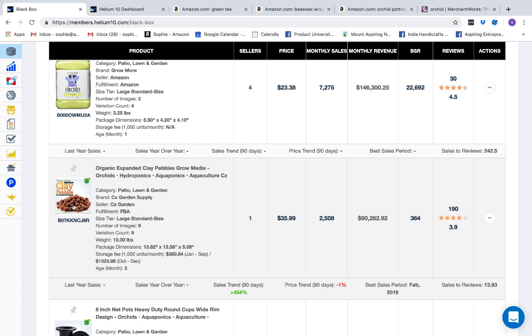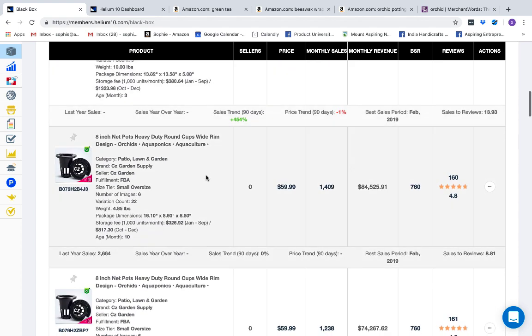It came up on that page even though it wasn't quite what I'd been looking for, but look how much they're making a month. 90,000 in sales, 190 reviews, not 5 out of 5. There's a bit of opportunity there for improvement of some sort. So that could be really interesting, because you're not just selling this to orchid lovers, you're selling it to people with hydroponics and aquaponics and aquaculture, so that's really interesting.